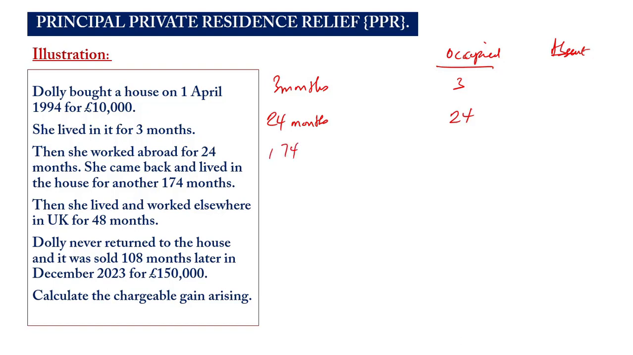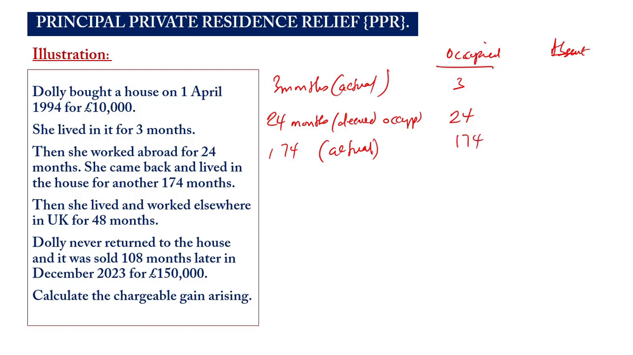So this one is normally called the deemed occupation. She was not in the building, but because she met the criteria, it is considered as occupation. But this 3 months will be actual occupation. This 174 too will be actual. So put the 174 under occupied.